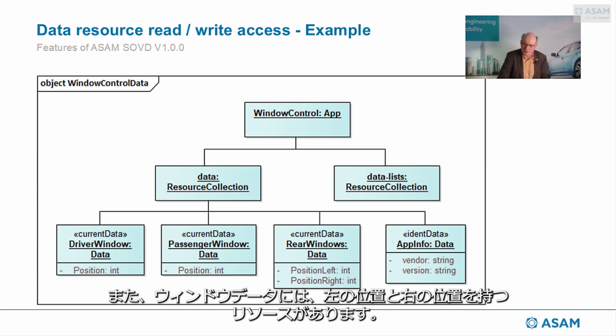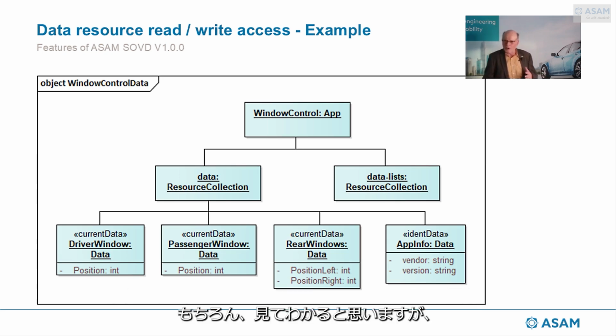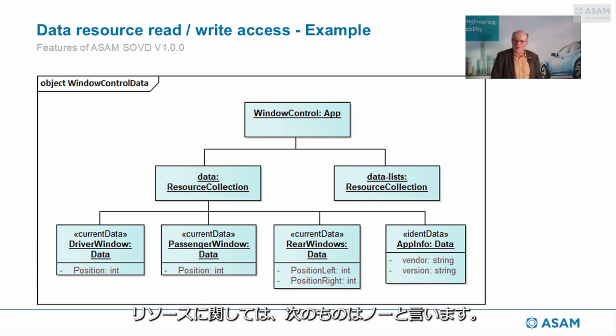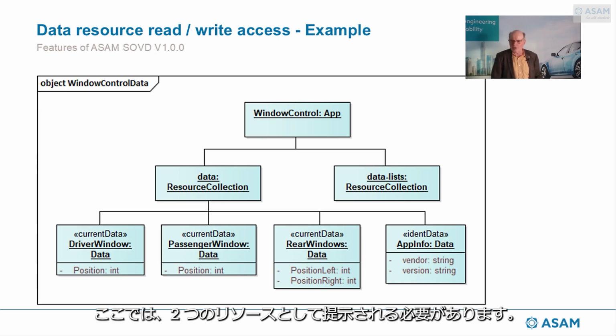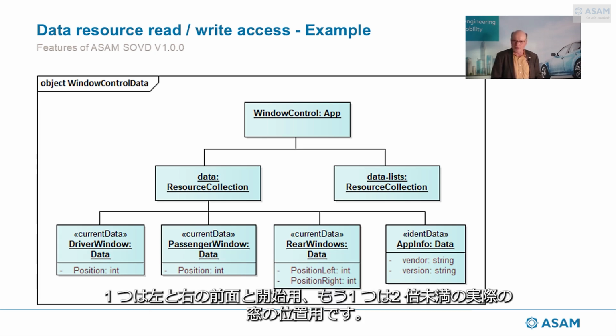And in rear window data, I have a struct which has position left and position right. Of course, you have the possibility to say, oh no, in my car it should be presented as 4 resources. The next one says, no, in my car it should be presented as 2 resources, one for the front with a struct for left and right, and one for the rear with a position left and right.